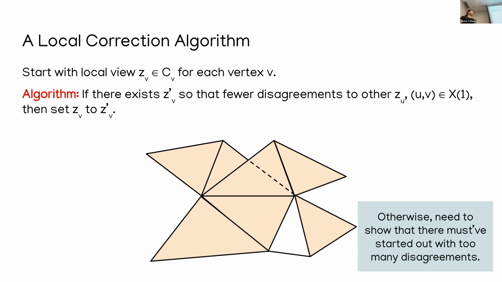To do this, we're going to analyze the following random walk. The walk is as follows. We're going to start with an edge. We're going to pick one of the 2 vertices surrounding it. Let's say we pick this one. We're going to pick a random triangle touching this vertex, and we're going to jump to the opposite edge. So that's the random walk we're going to look at.